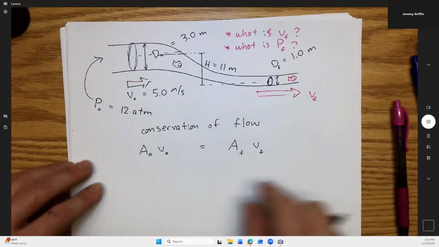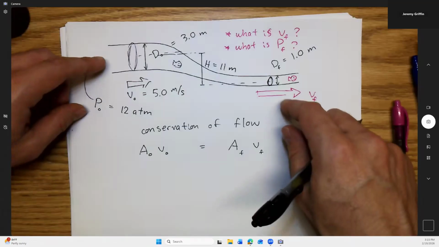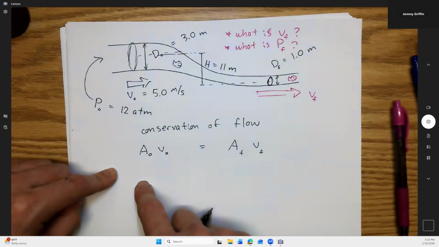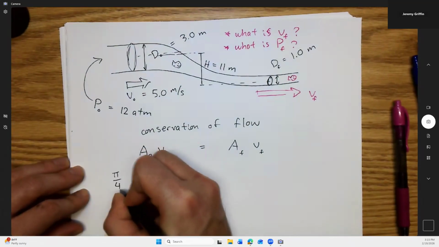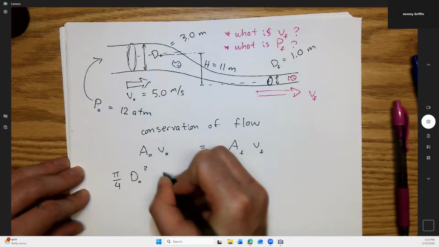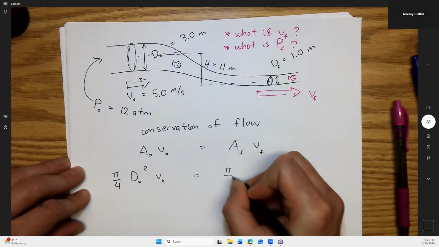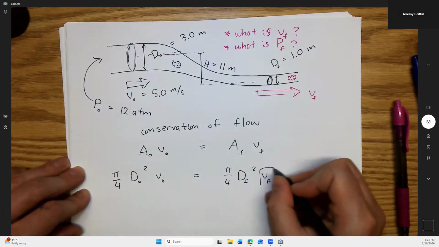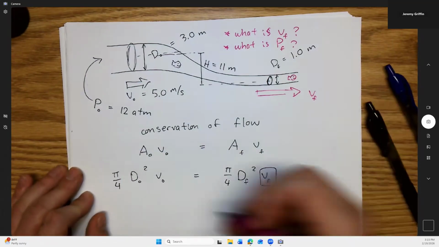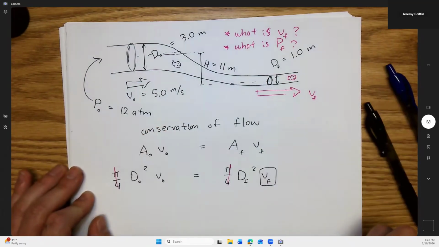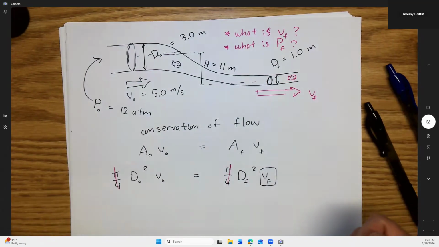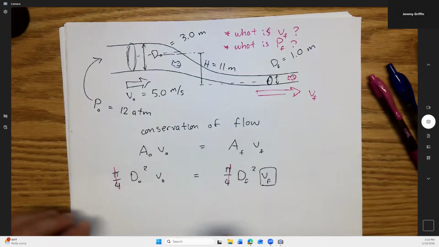But oh no, I didn't give you the cross-sectional areas. I gave you the diameters. So how do you get area from diameter? Is it pi over 4 diameter squared? So A initial is pi over 4 diameter squared times V initial, and A final is pi over 4 diameter squared times V final. Now the pi over 4 bit cancels anyway. But it is really important. If I give you the diameter of a pipe, you definitely have to square that diameter to get something to do with area.